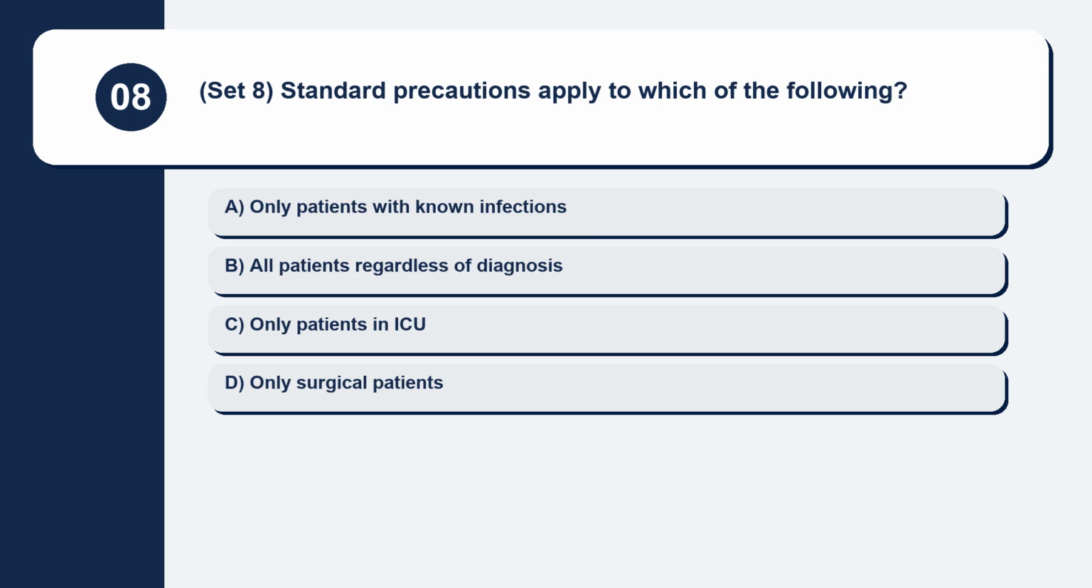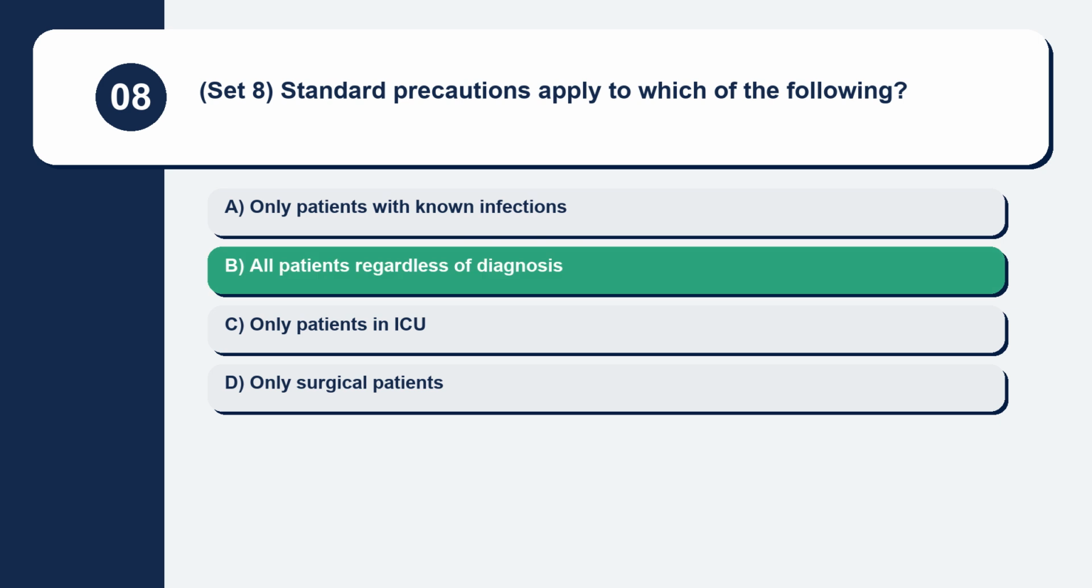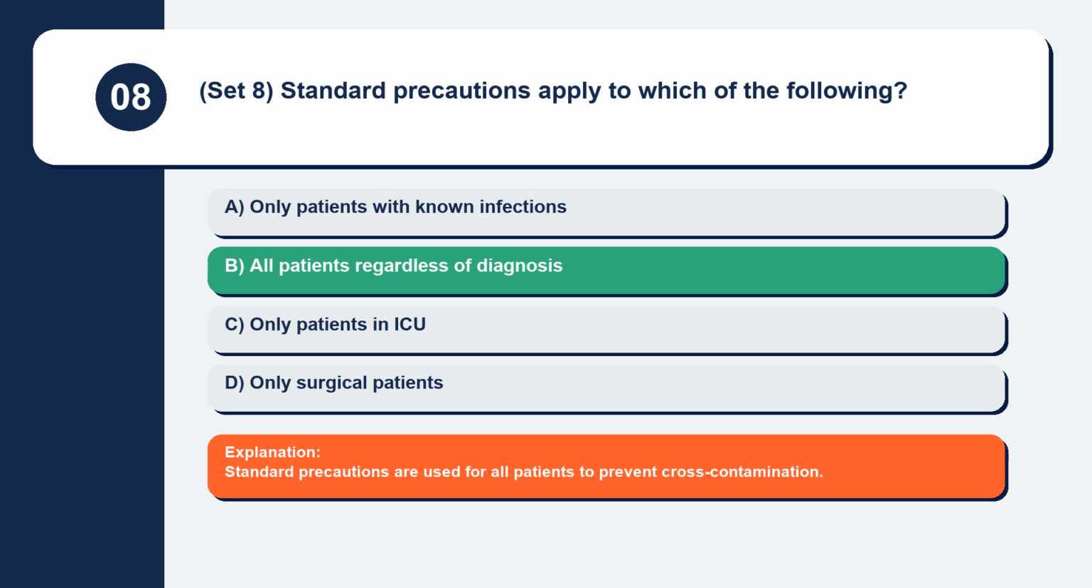Question 8, Set 8. Standard precautions apply to which of the following? Only patients with known infections, all patients regardless of diagnosis, only patients in ICU, only surgical patients. Standard precautions are used for all patients to prevent cross-contamination.